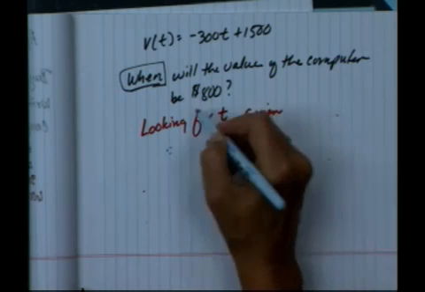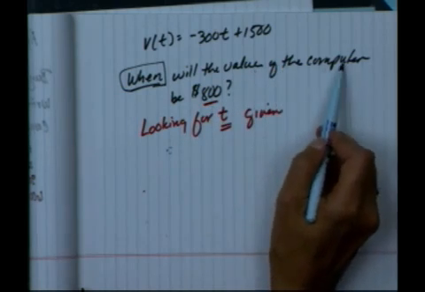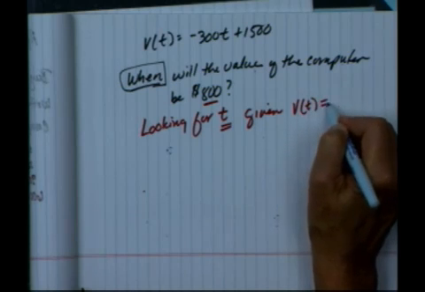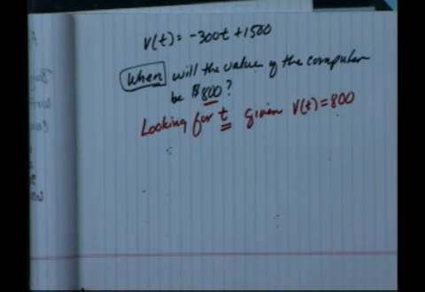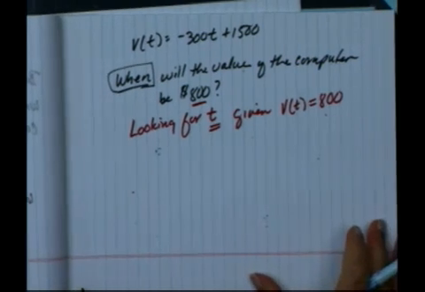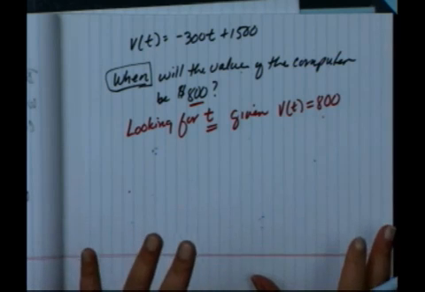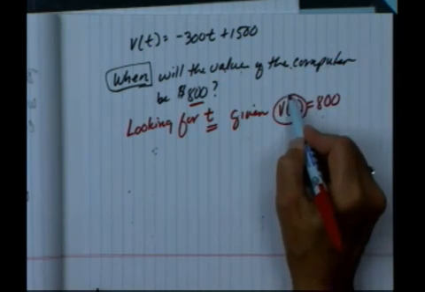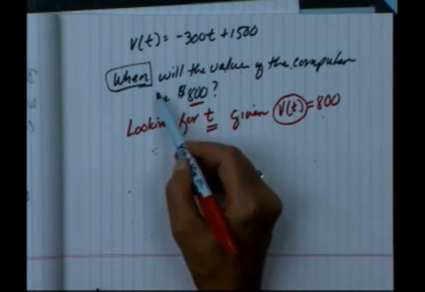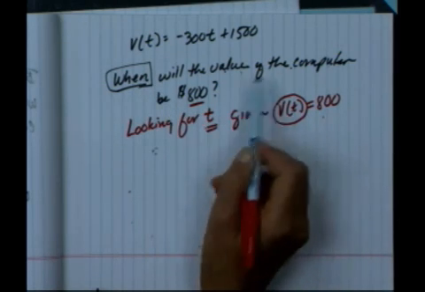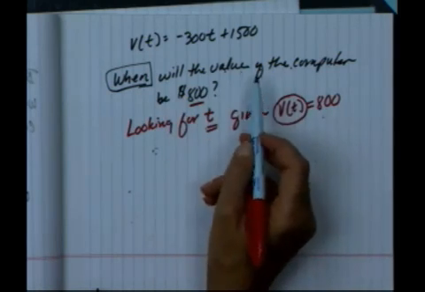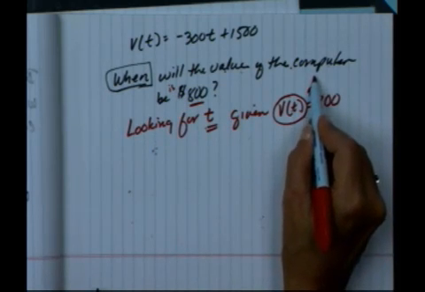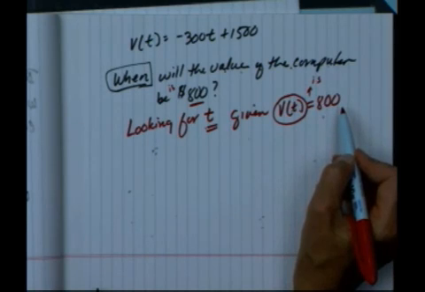Given, now what's this $800? It says the value of the computer is $800. The value after, V of t, is 800. Let's make sure everybody translates the words, because with word problems, everybody usually goes, oh, I don't know how to do them. But it says value of the computer. This part right here is value of the computer. When says I'm looking for t. And when the value of the computer will be, or I could say is, in math is equal to 800. Does everybody see how you translate it?